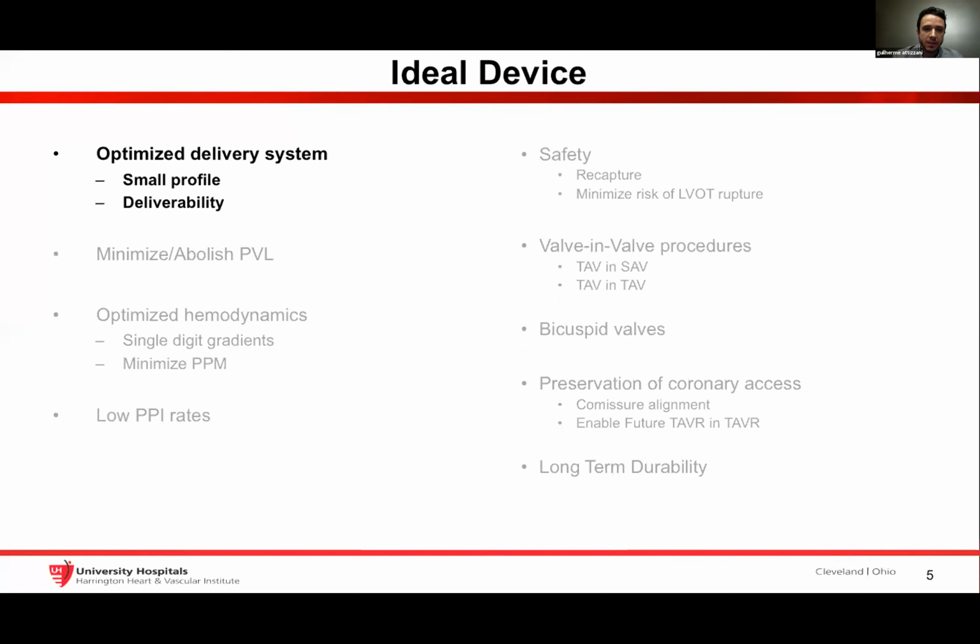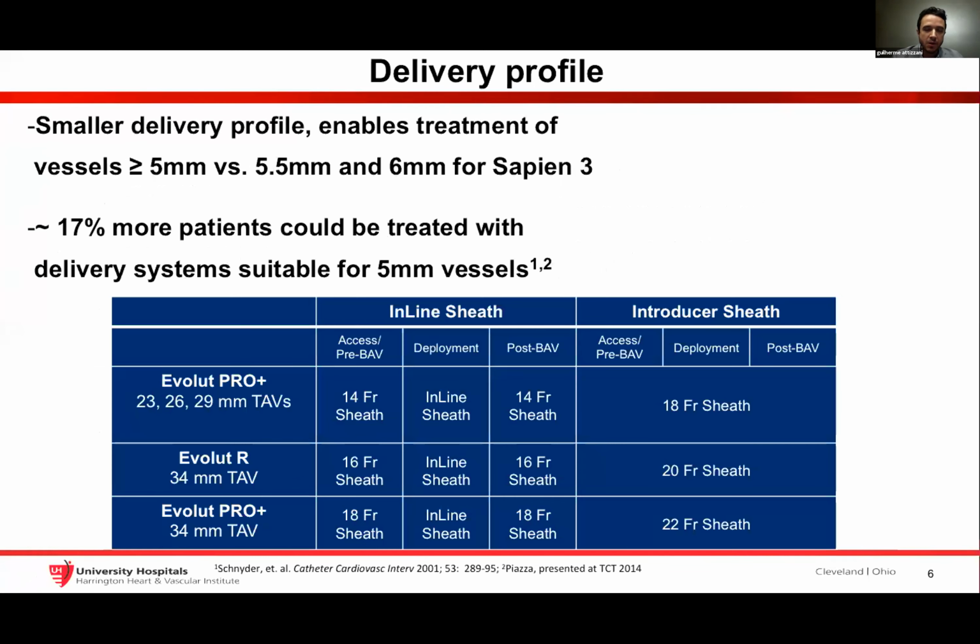So let's discuss the optimized delivery system. As was discussed in terms of access, when you compare the devices available today, Evolut Pro Plus would enable us to treat vessels that are bigger or equal than 5 millimeters versus a little bit bigger for Sapien 3 or Sapien Ultra. That would enable us to treat approximately 17% more patients because a lot of people, as we know, have smaller vasculature. So there is a slight advantage for Evolut that enables us to treat patients with smaller vasculatures compared with the current technology of Sapien.